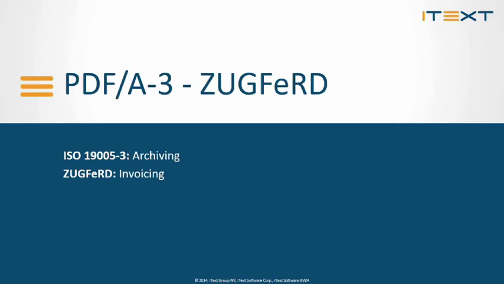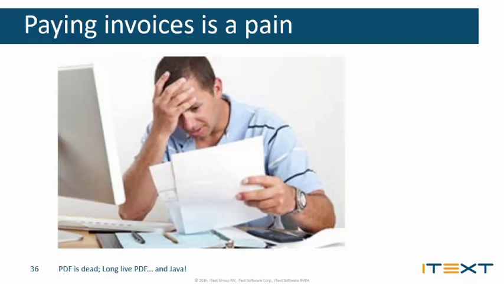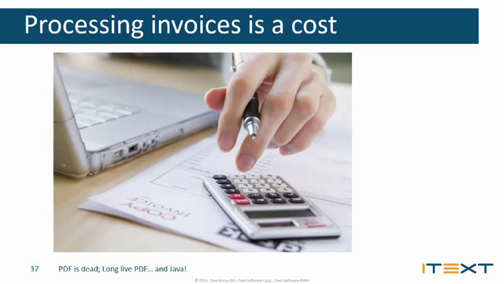Use case 3, sorry, is a standard called ZUGFeRD. It's a German standard. What is it about? Well, paying invoices can be a pain, but so is processing invoices. If you receive an invoice on paper and you have to put it into your backend, your ERP system, you have to type it over, you have to find what are the invoice lines, where is the sales tax mentioned, and so on. And it's error prone because a typo is easily made, and depending on where you put the comma, it can be a huge difference in what you have to pay or what you actually paid.